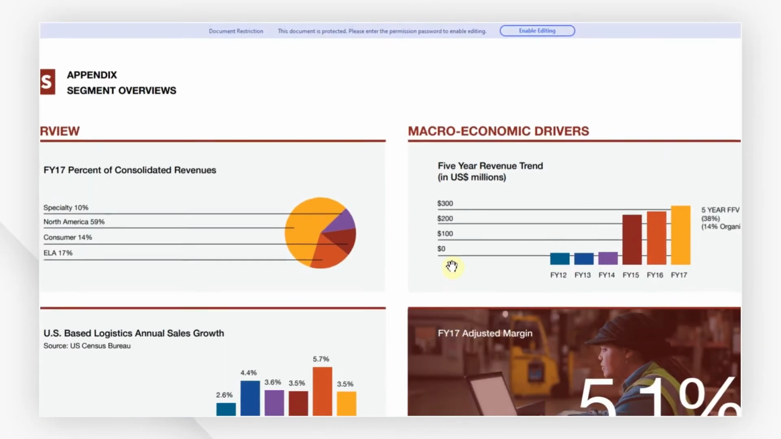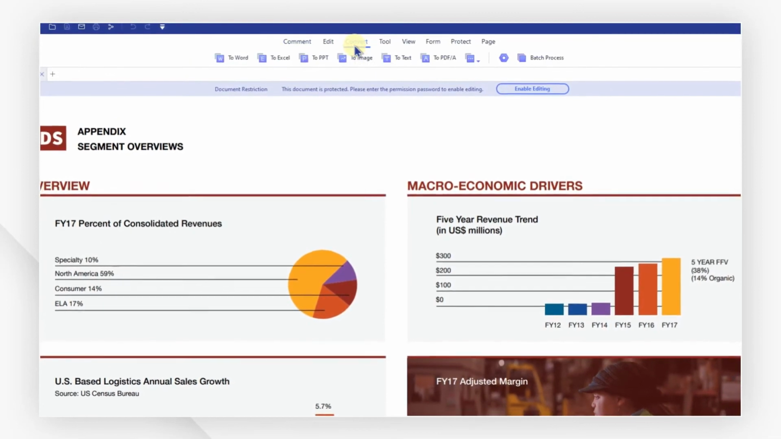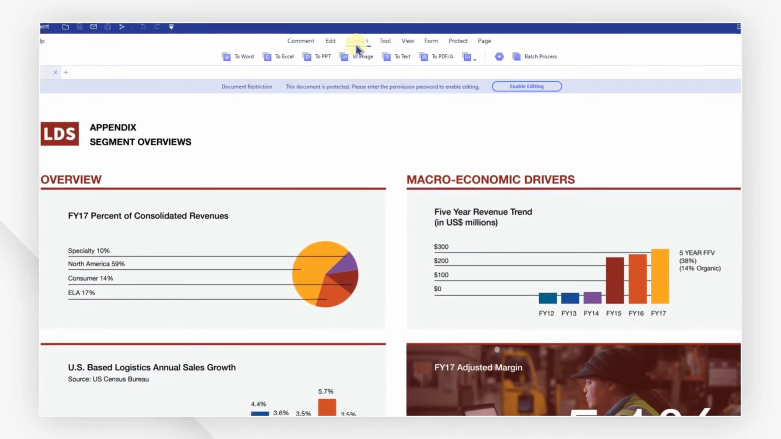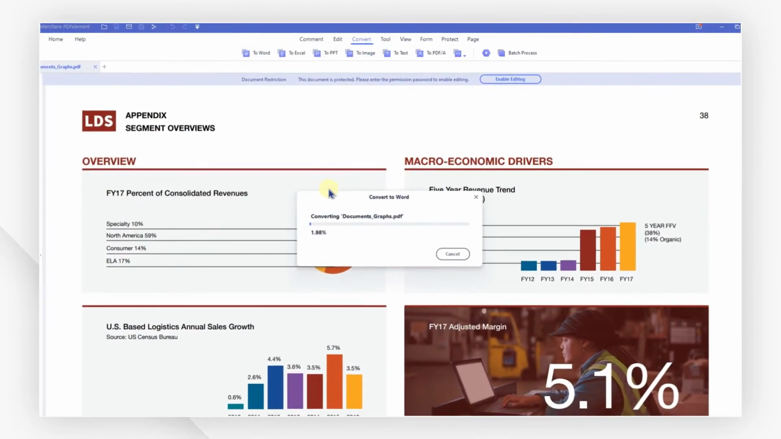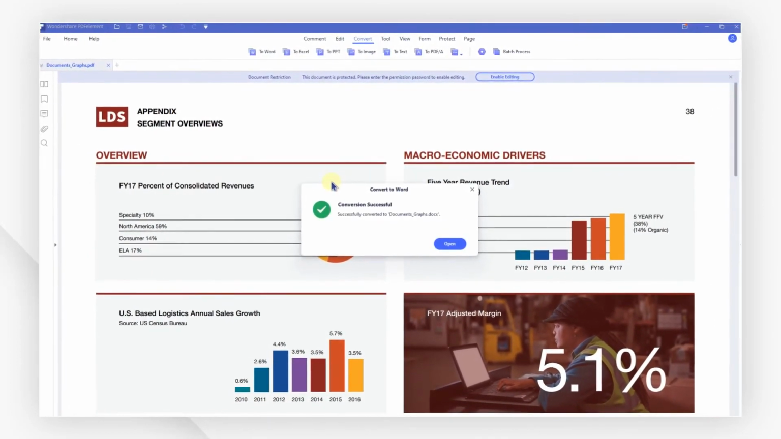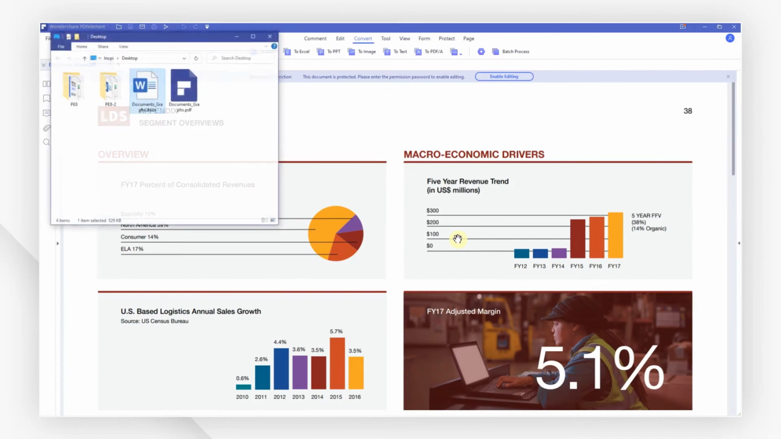OK, now go to the Convert tab to find the To Word option. You can now click on To Word and save the Word document to your local folder. After the conversion is done, hit Open to check the document you have just converted.